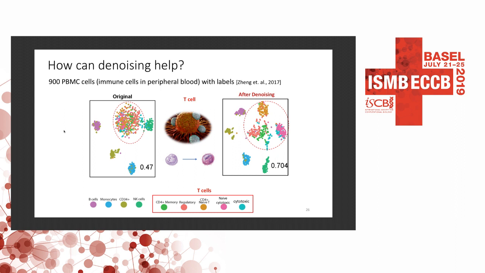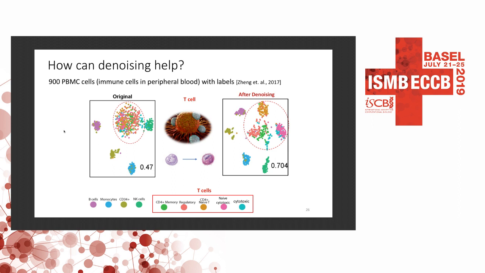So the idea of denoising is to remove the technical noise. People also call it imputation, but I would like to call it denoising. People call it imputation because you see a lot of zeros. Many of the zeros are dropouts. They are not the real zeros, the real no gene expression in your cell. And when you denoise, you have much fewer zeros, so kind of you impute the zeros.